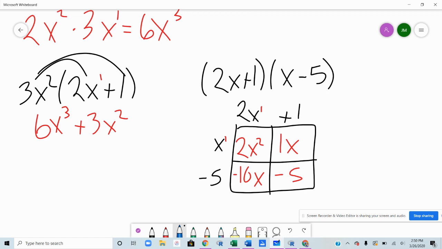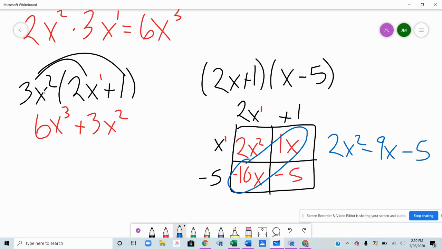Then to get your final answer, you write it in standard form and make sure to combine like terms along the way. So 2x squared. These are like terms. They are both x's. So 1x minus 10x is negative 9x, and then minus 5.